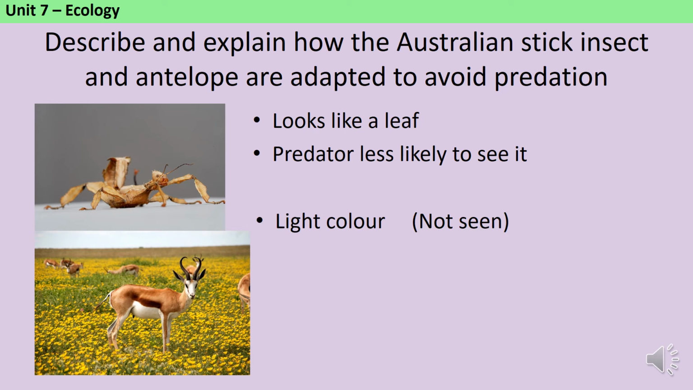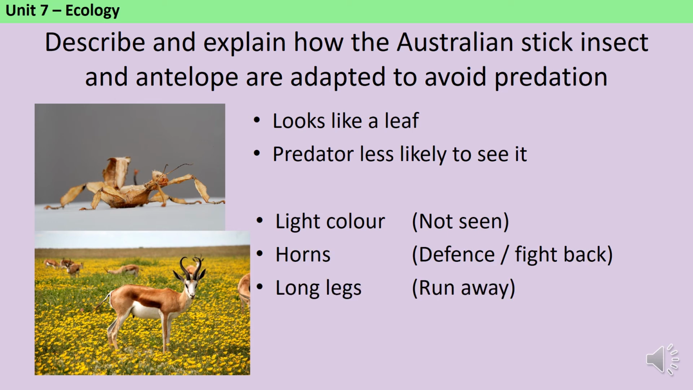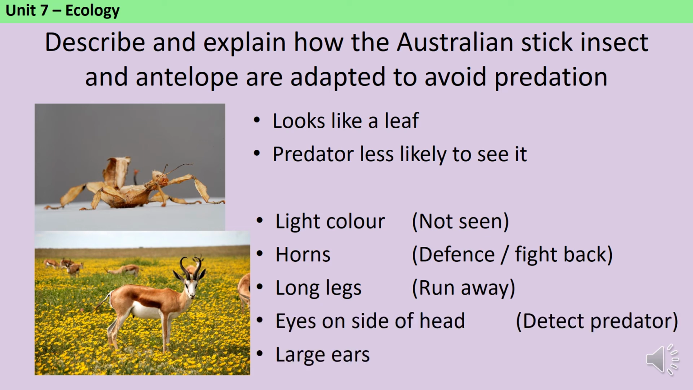The antelope is also light in colour, so it's also camouflaged and less likely to be seen. But on top of that, it has horns which allow it to defend itself or fight back. It also has long legs and is able to quickly run away from many predators. And finally, it has eyes on the side of its head and large ears, both of which are going to help it to detect the predator.